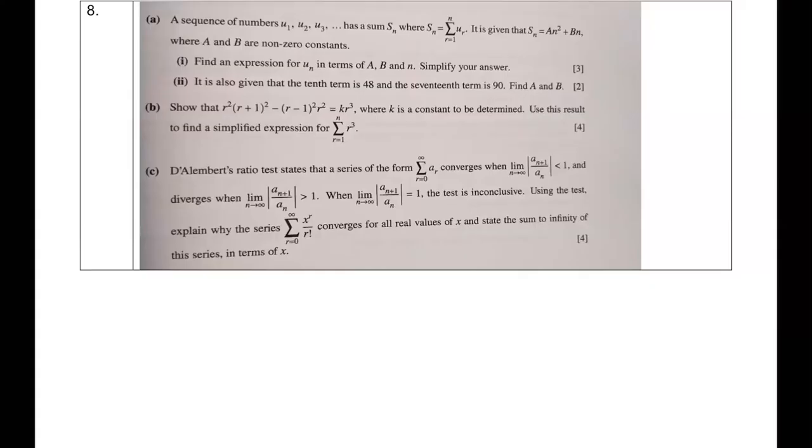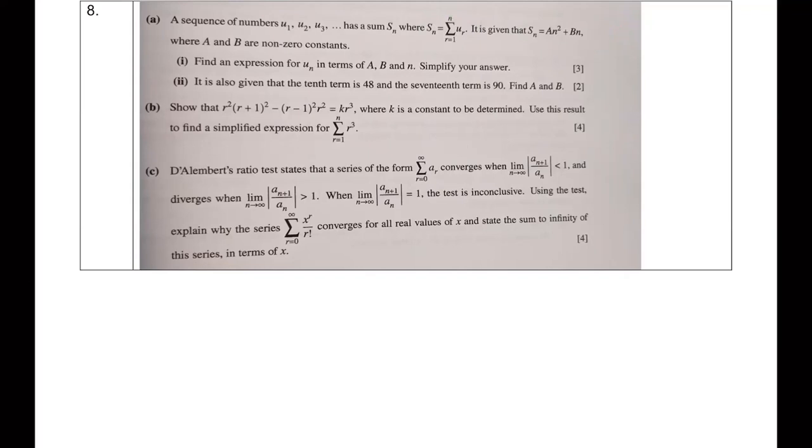Okay, 8 part A. A sequence of numbers U1, U2, U3 has a sum Sn, where Sn equals the summation of Ur from r equals 1 to n. Okay, yeah, that's just how a summation works. It is given that Sn equals an squared plus bn. Okay, this is new information, unique to this question, where a and b are non-zero constants. Find an expression for un in terms of a, b, and n.